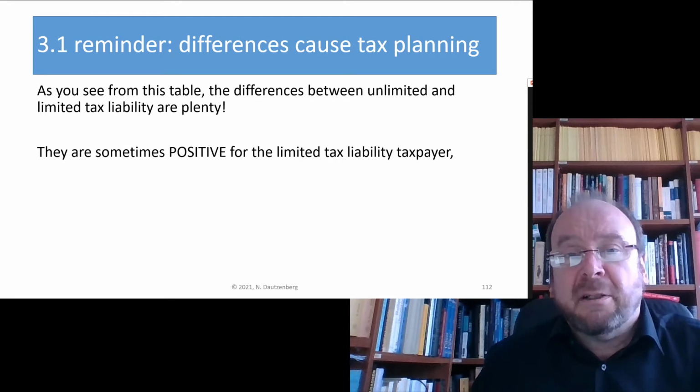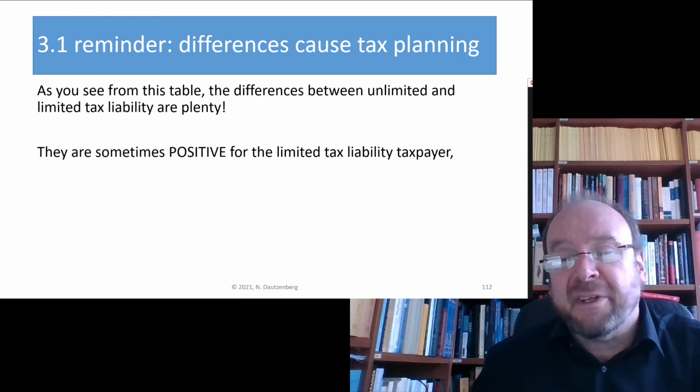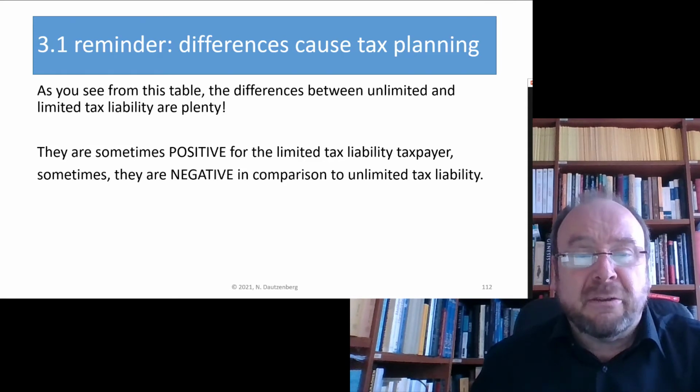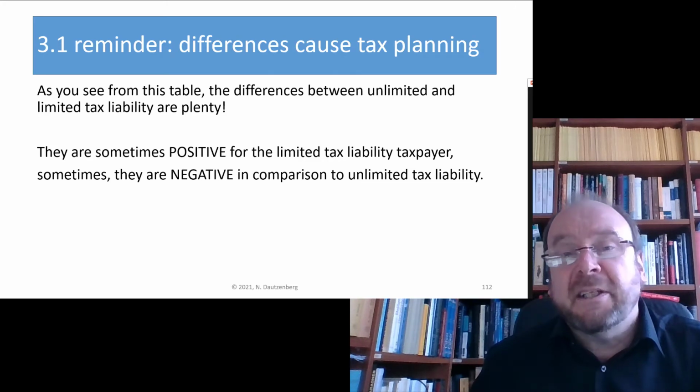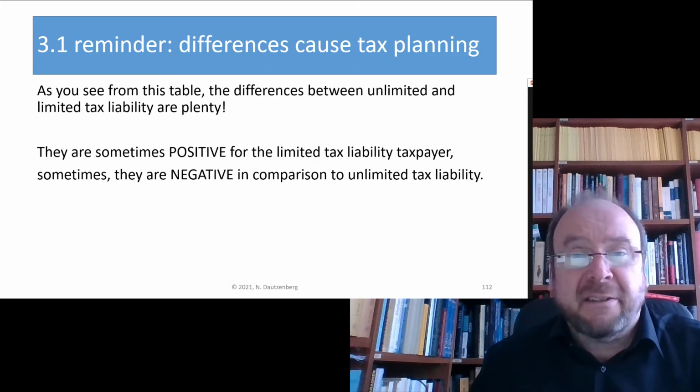Some advantages are with the one kind and some with the other kind. So there is no general rule that one kind of tax liability is better than the other. Each has its advantages and disadvantages. So you will analyze your personal situation and decide what's better for you.